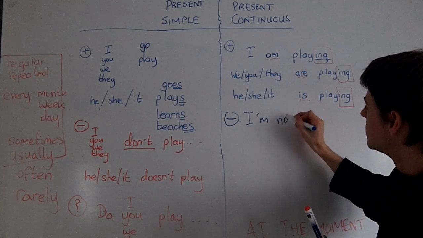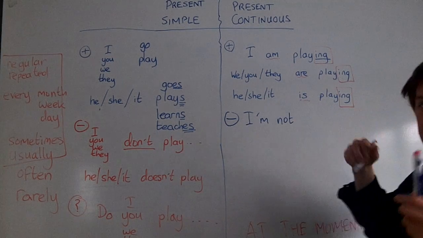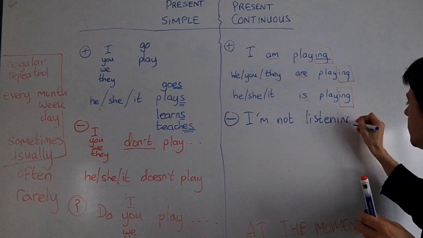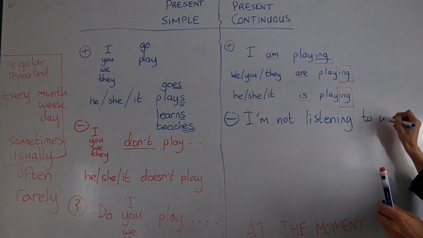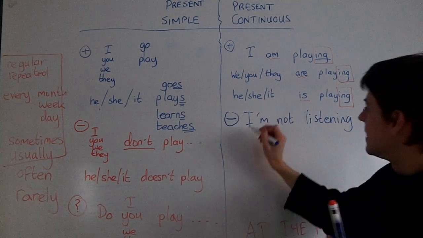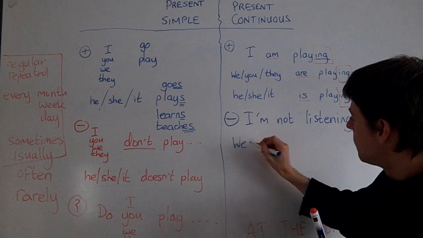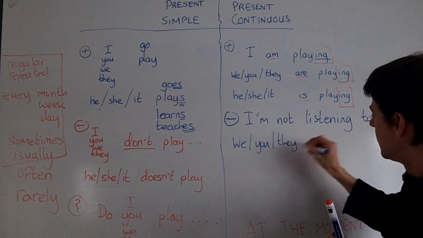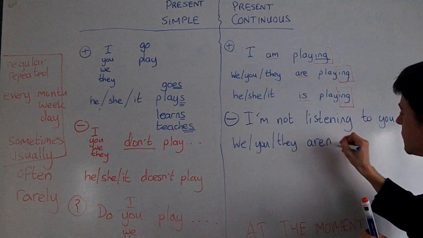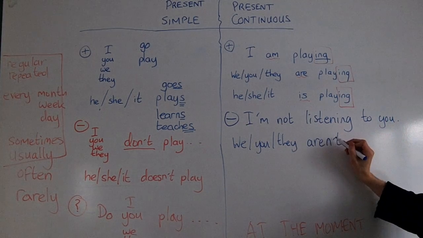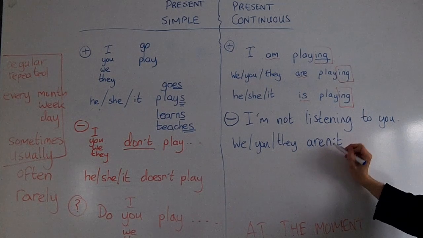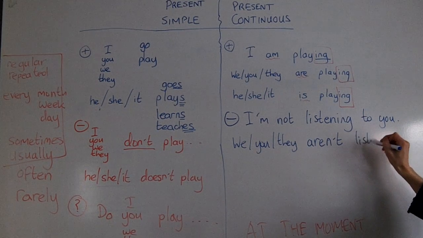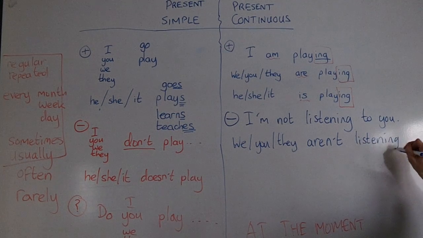I'm not listening to the radio. I'm not listening to you. Okay? If we want to make it with we, you or they, we, you or they aren't listening. Okay? Aren't, are not, aren't. We have a little apostrophe here to show there's a letter missing. So are not, aren't listening or playing or going, any verb.